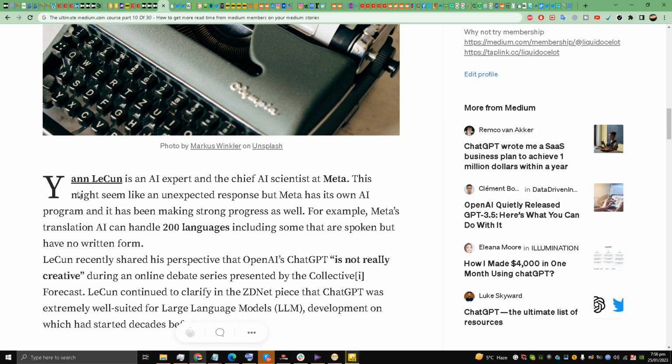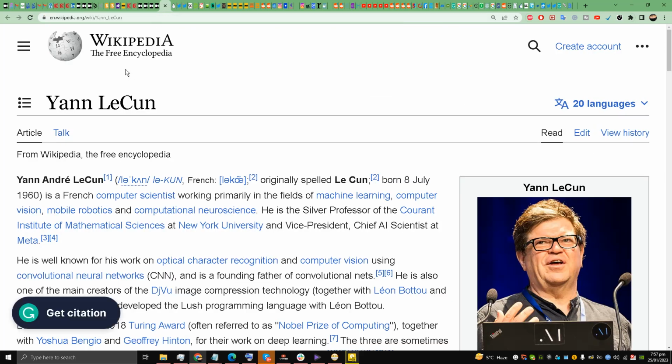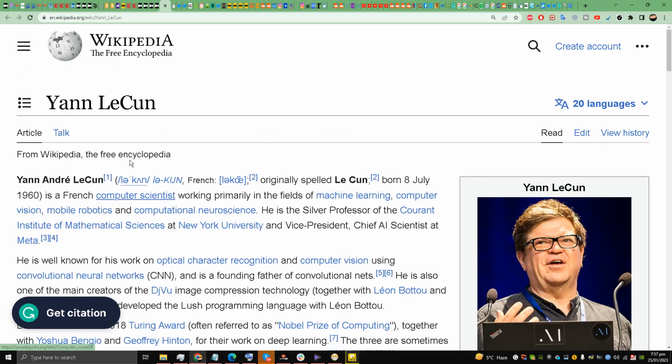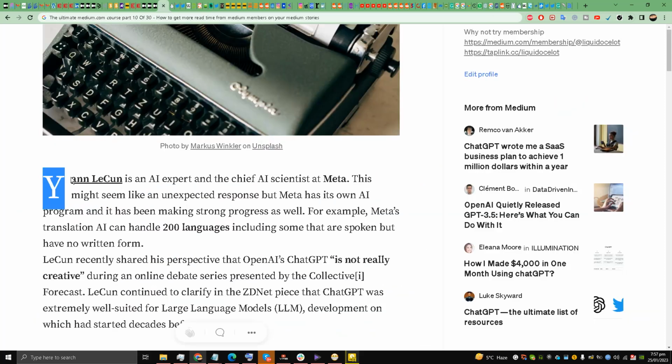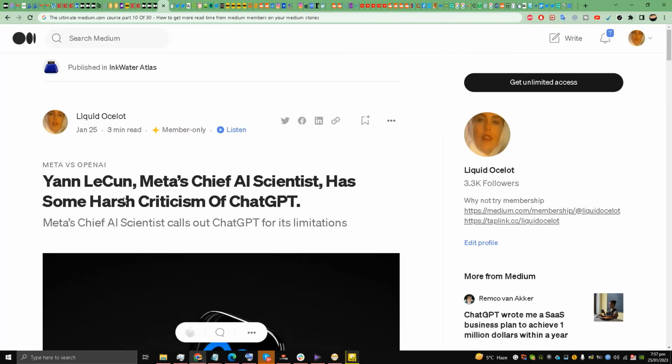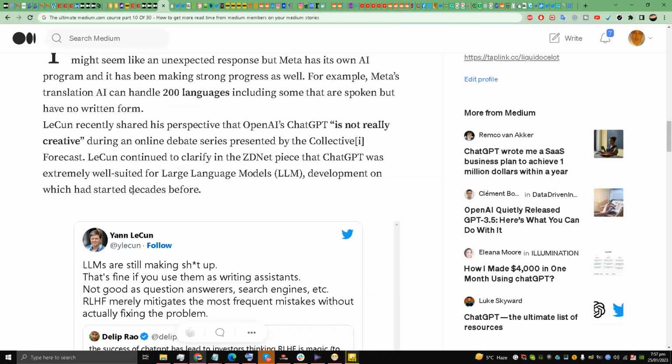I also used a Wikipedia page. Look at this, the person that I'm talking about, Yann LeCun. If you open it up, he is an AI scientist at Meta, chief AI scientist at Meta. Now people don't know about this. Why not share a Wikipedia link? Just highlight the text and you can add a link inside of it, and I bolded it as well. So these are very small things, my friends, and these small things matter in the end, because you get lots and lots of read time.